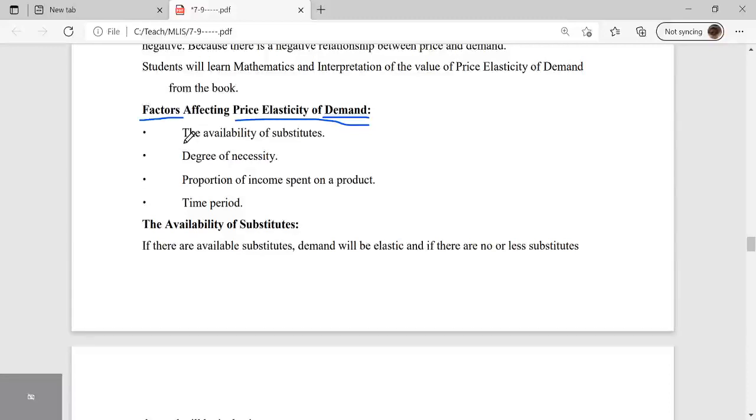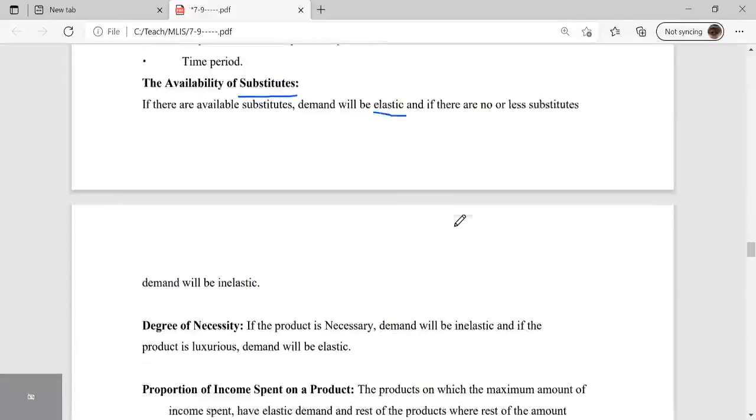So the first one is availability of substitutes. If substitutes are available, then what will happen? It will be elastic. And if there is no substitute or fewer substitutes, then it will be inelastic. Think about Pepsi and Coca-Cola. These are substitutes. Maybe tea and coffee are also substitutes, right? So if substitutes are available, then it will be elastic.